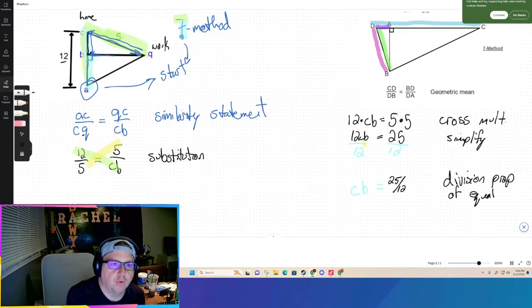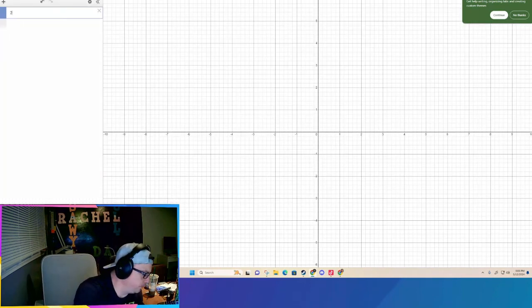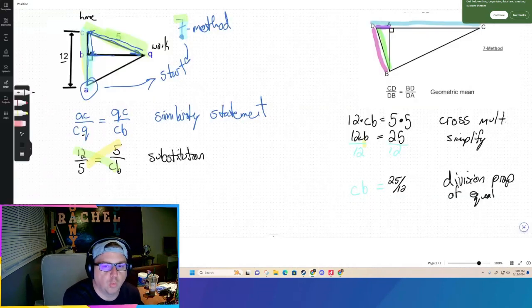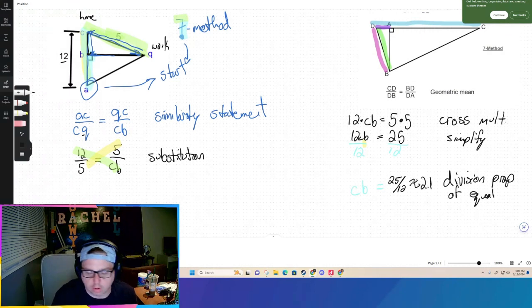25 over 12, I have no idea. So take our handy dandy notebook, 25 over 12, hey, our Desmos, and we're going to get 2.1. So realistically speaking, this is 2.1. However, does that make sense to us? Do you understand that the distance from C to B is 2.1? And if you do, great. If you don't, that's what it stands for. It stands for this distance in between C and B.